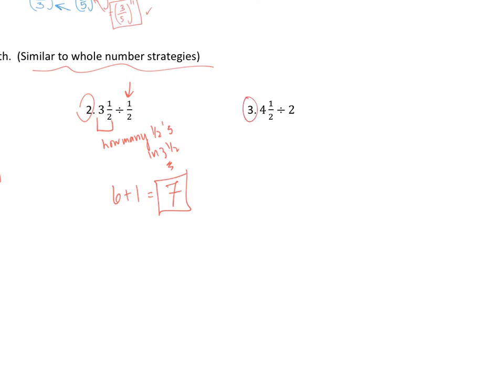And then for number 3, it says 4.5 divided by 2. So how many 2's in 4.5? That doesn't really make too much sense, except that 4.5, I guess I could say that that's close to 4. Divide that by 2, so that's 2. So it's close to 2 is what I'd say.